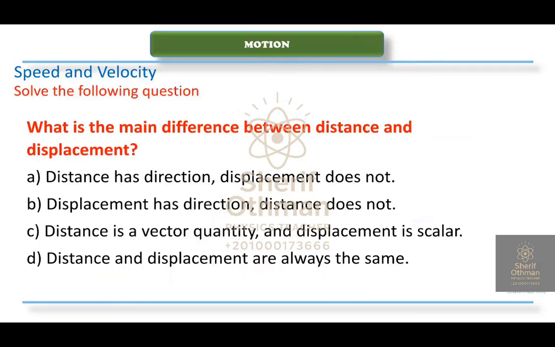Let's solve the first question, guys. What is the main difference between distance and displacement? Well done. Displacement has direction, distance doesn't.